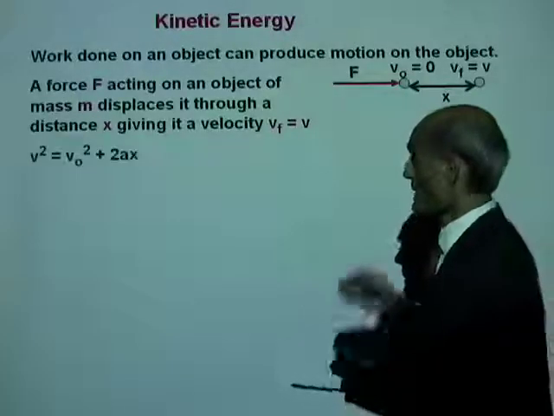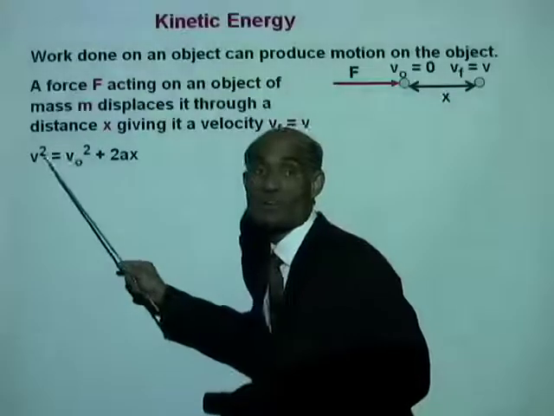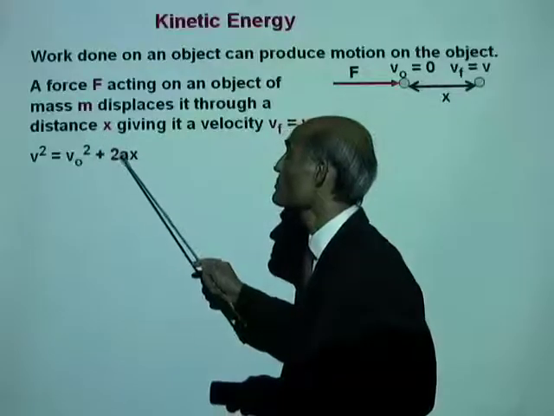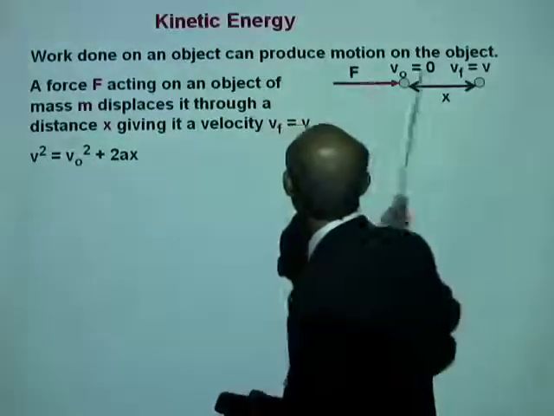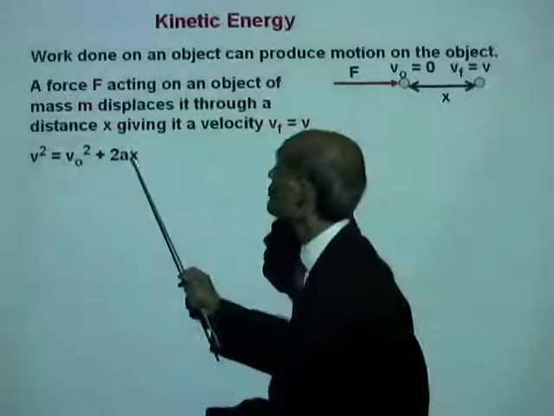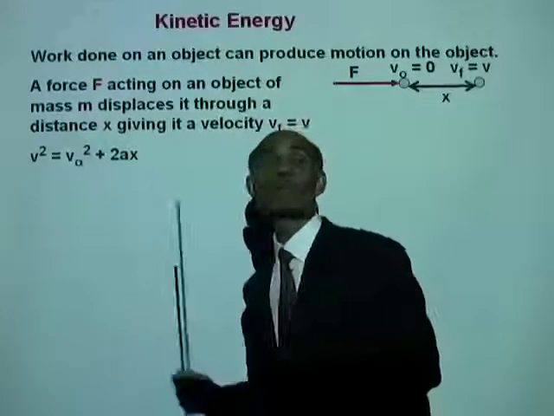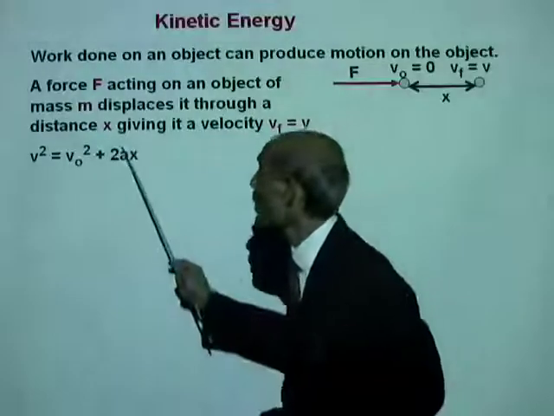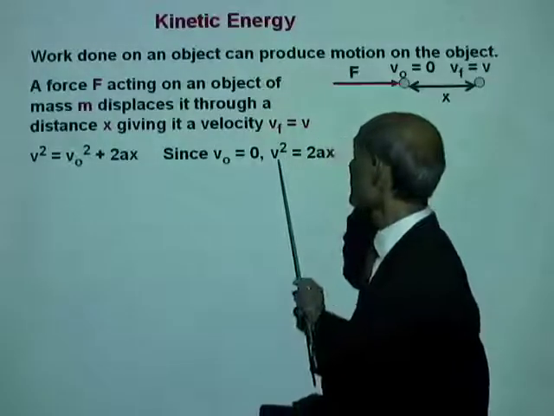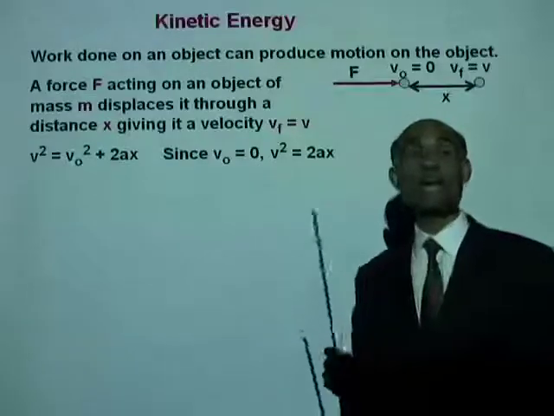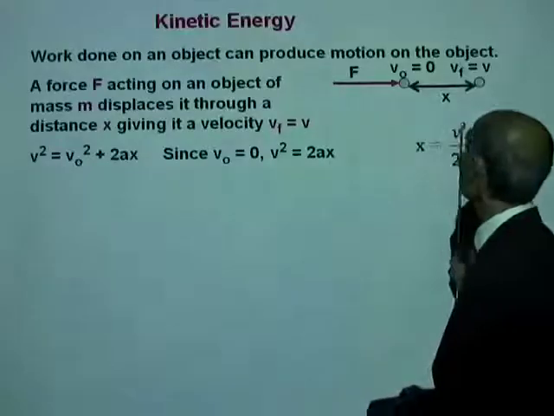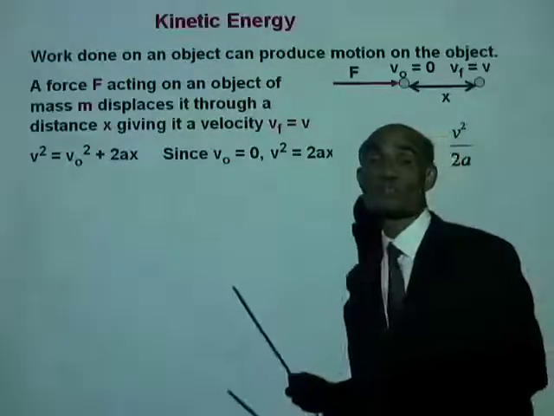Now, you have this equation, everybody knows this, v squared equal to v0 squared plus 2ax. This v is the velocity it acquired in moving through a distance x, and v0 is 0. Can you solve for a, the acceleration? Well, we have v squared equal to 2ax. And so let's solve for x. x equal to v squared over 2a.